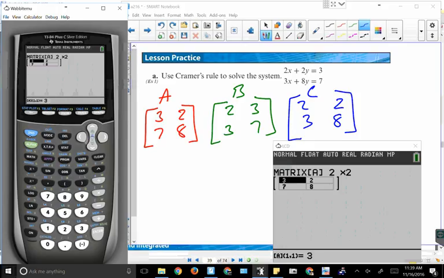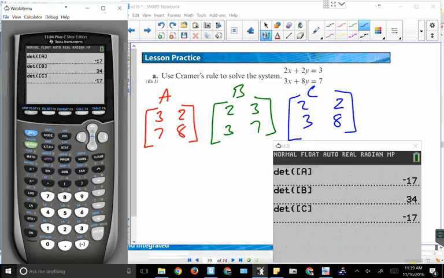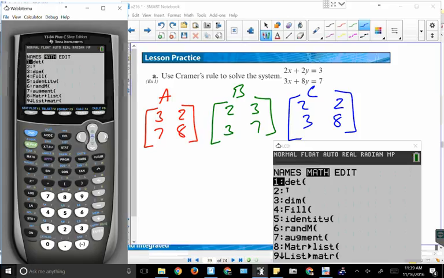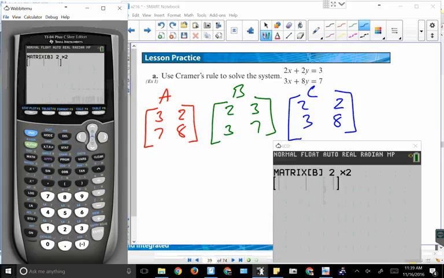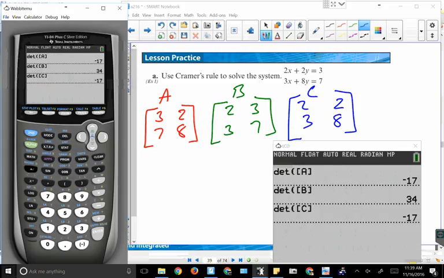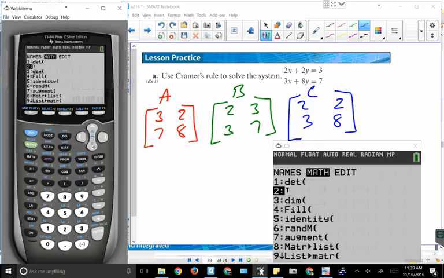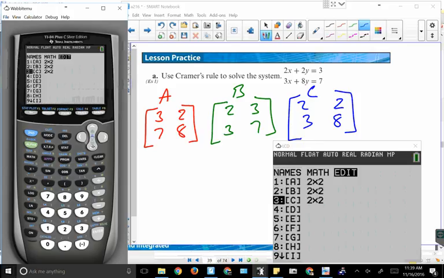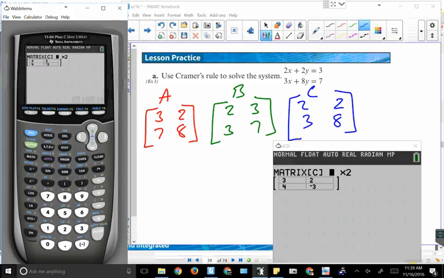Okay. Second quit. Second, get into my matrix again, and now I want to edit matrix B. So I go to B. Still a 2 by 2. So now it's going to be 2, enter, 3, enter, 3, enter, 7, enter. Okay. My matrix is in. Second quit. Second matrix, go back in, edit C. Again, it's a 2 by 2 matrix. And so we end up with 2, enter, 2, enter, 3, enter, and 8, enter. So I've got it all in there.